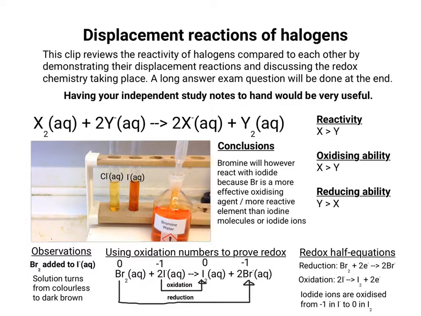But we can say that bromine will react with iodide because Br is a more effective oxidizing agent, or a more reactive element, than iodine molecules or iodide ions. We can also see that iodide ions are oxidized from -1 in I- to 0 in I2. So this time it's an increase in oxidation number, and therefore it's an oxidation.